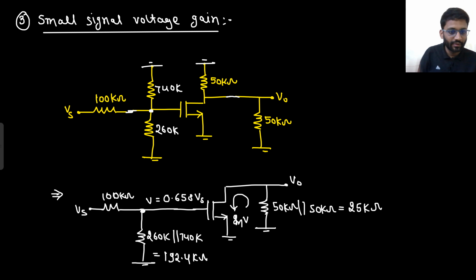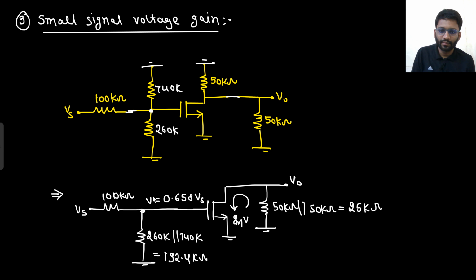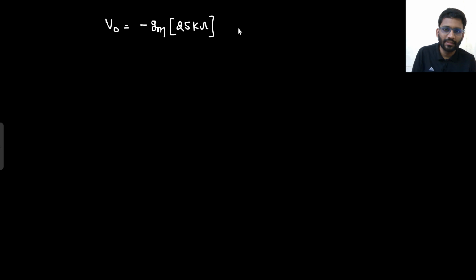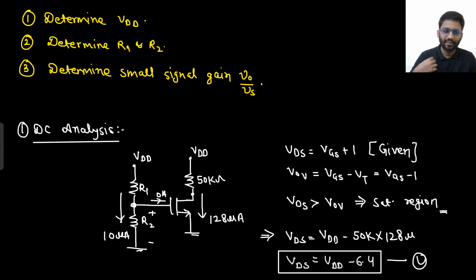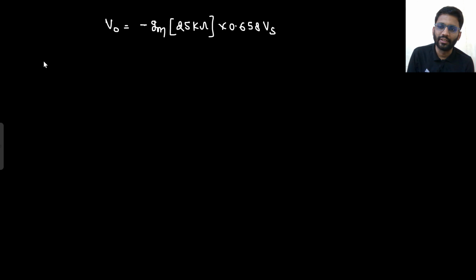So what will be your V naught? V naught will be minus gm into RL. RL, the load, is 25 kilo, into this V potential. V potential is 0.658 into Vs. So you have all the values, but you don't know the value of gm, right? So how can we calculate the value of gm? Because we have all the data, so certainly we can calculate the value of gm as well.